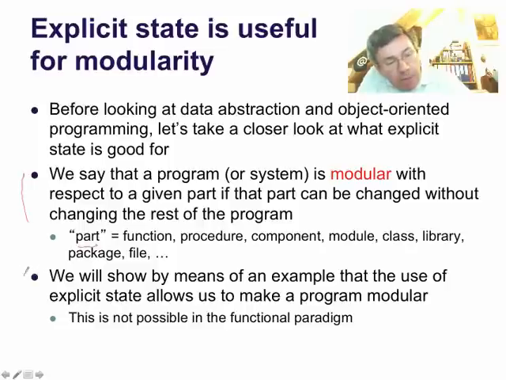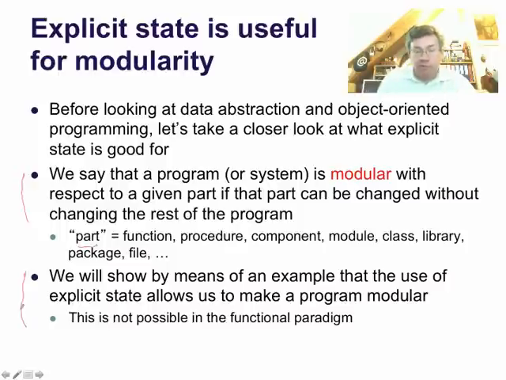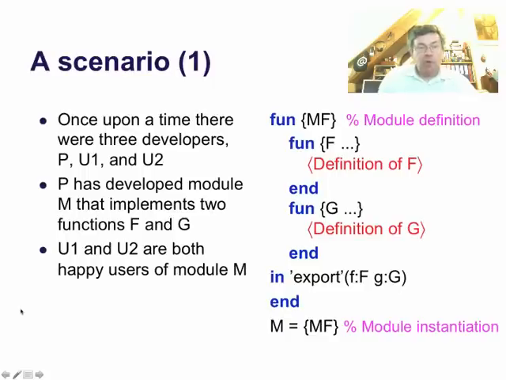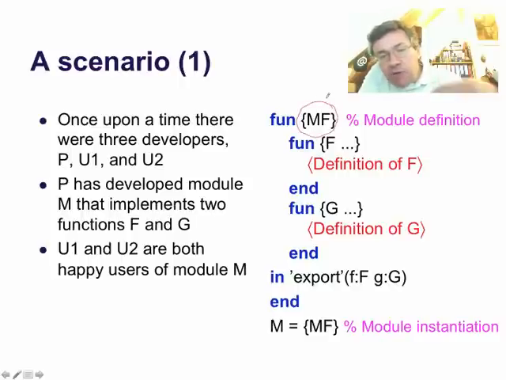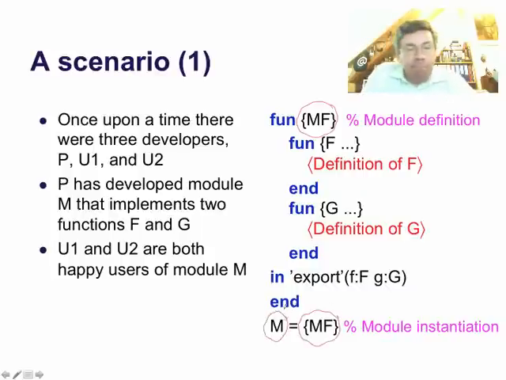And we show by means of an example that using explicit state allows us to make a program modular, which is not possible in the functional paradigm. So here's a scenario. Once upon a time, there were three developers, P, U1, and U2. P has developed a module, M, that implements two functions, f and g. Here on the right is the module definition. If you want to create the module, you call this function, and you instantiate the module m.